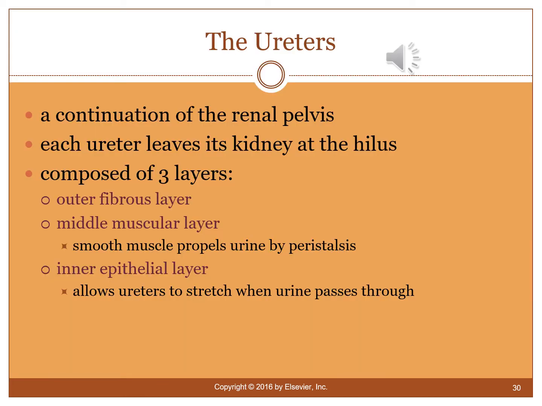The ureters, like we said before, they leave the kidney at the hilus. That's where everything enters and exits the kidneys. There are three layers: the outer fibrous layer, and the middle muscular layer, which is composed of smooth muscle, and this is what propels urine by peristalsis. As an important note, this is also how, if you have cats that have feline lower urinary tract disease or they are blocked, then this is what prazosin does.